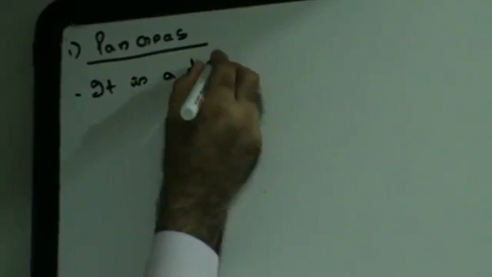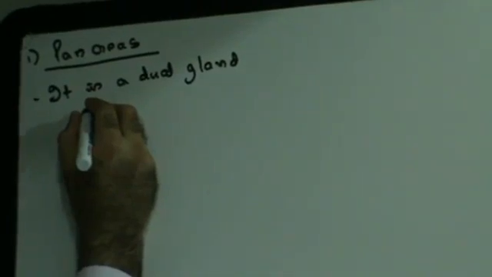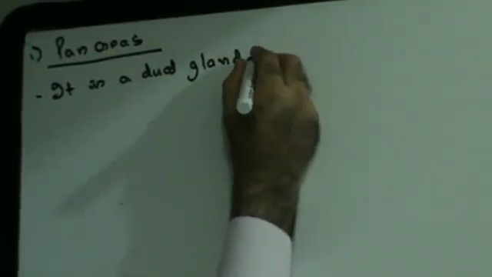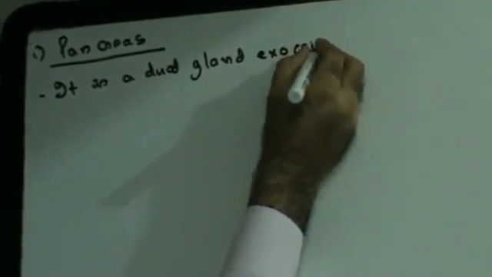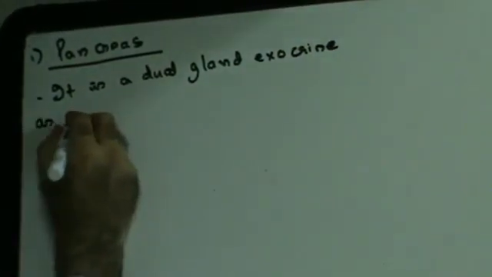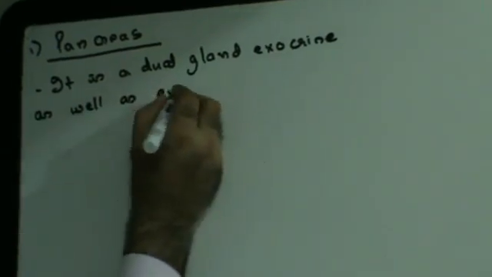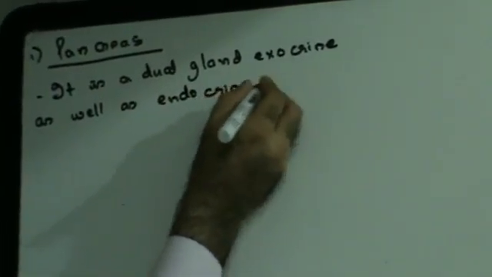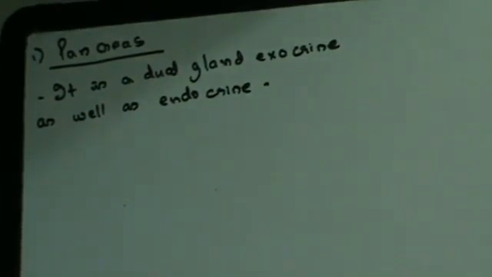Let's see this. We're going to see the pancreas today. Now, what is the pancreas? The pancreas is a dual gland. It is both an exocrine as well as an endocrine gland. That's the reason why it is called a dual gland.